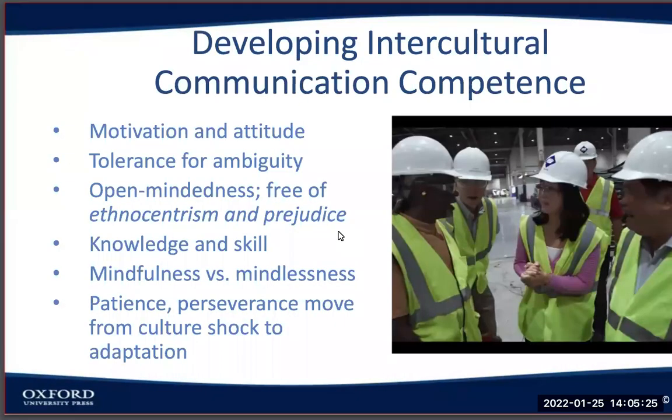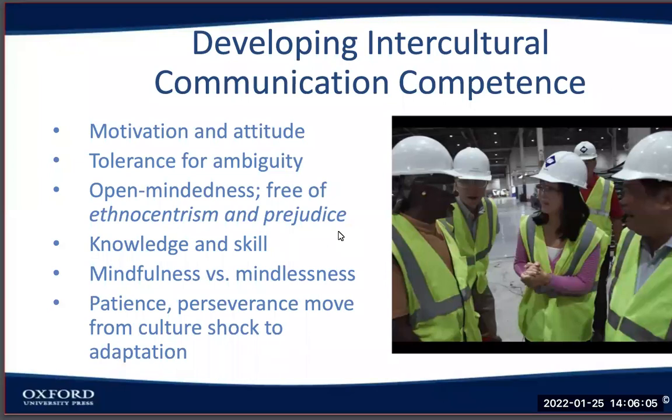So how do we develop and become competent in intercultural communication? First, we want to pay attention to our motivation and attitude and our desire to communicate successfully with strangers and to actively try to talk and get along with people from other cultures. Next, we want to look at your tolerance for ambiguity and the concerns, the level of uncertainty when encountering communicators from different cultures. Competent intercultural communicators must accept and welcome ambiguous situations.